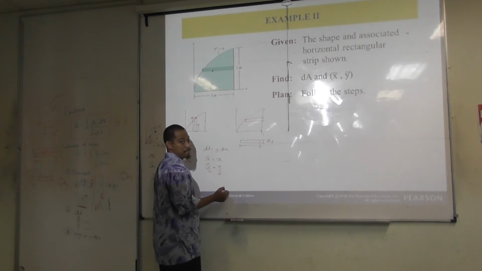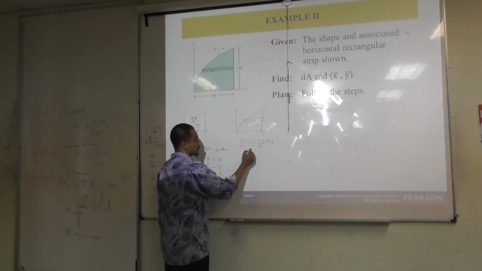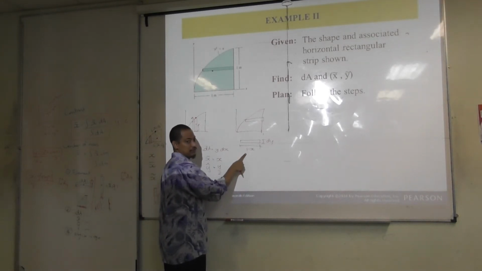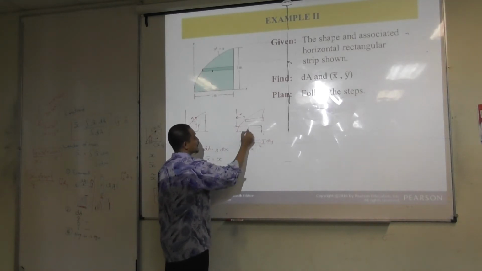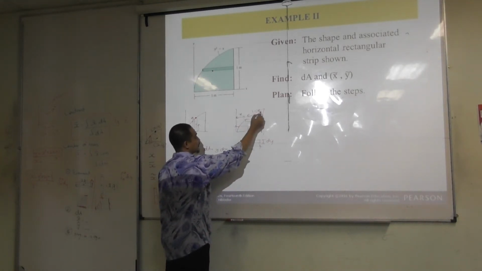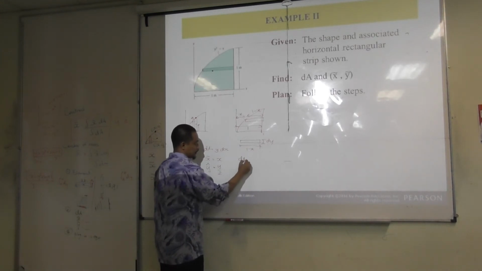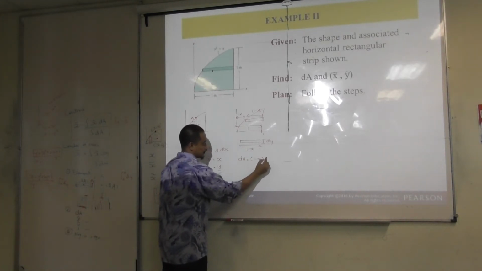1 minus x. Everyone understand why you get this? Because this is x, this is 1, so this is 1 minus x, right? So dA is (1 minus x) dy.